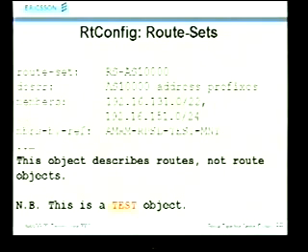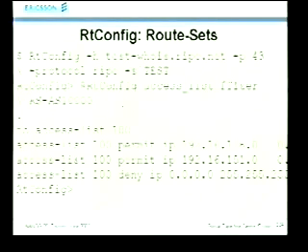Here I have a route set object, rs-as10,000. This object describes routes, not route sets. Here's some routes, members by ref. And if I run rtconfig again, I say the command access list filter rs-1000. This only means continuing on to another line. I couldn't fit it all on the slide the way I had. And now I'm generating access lists based on this route set.